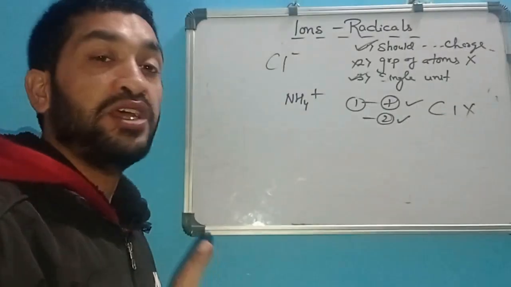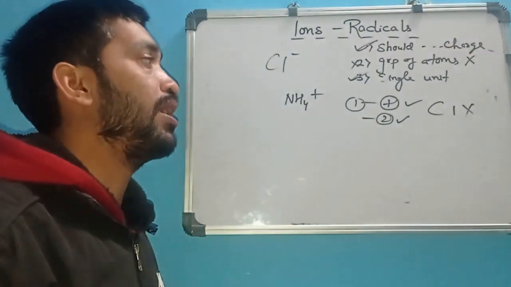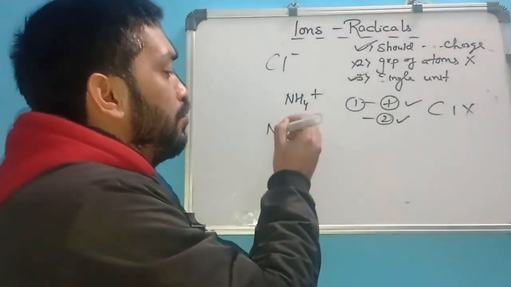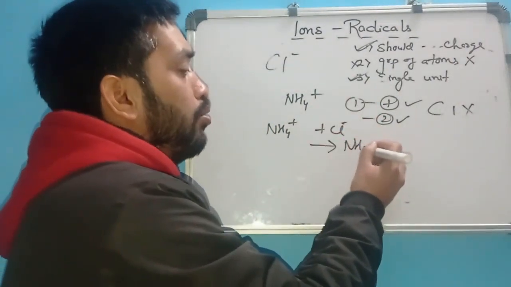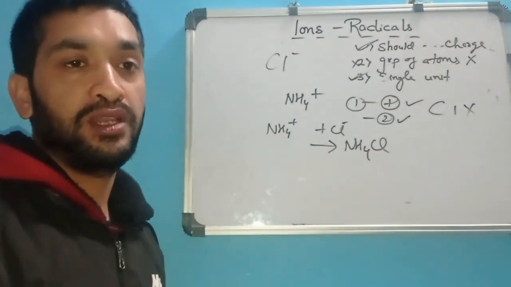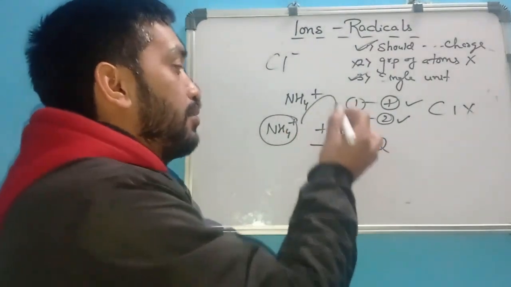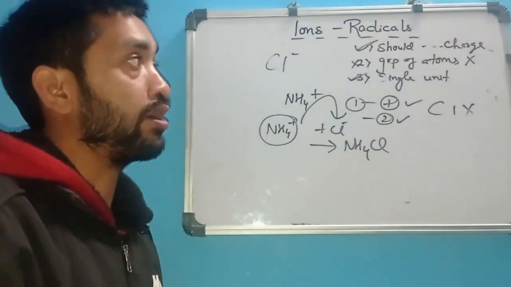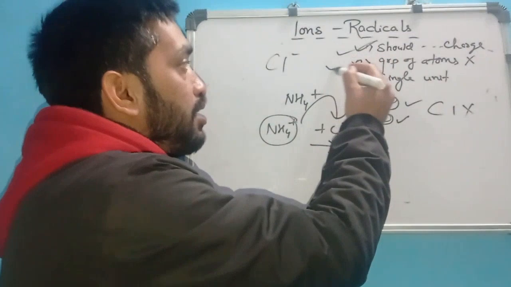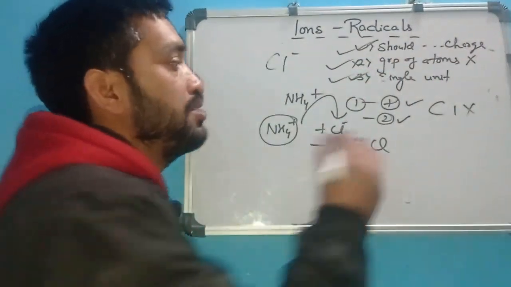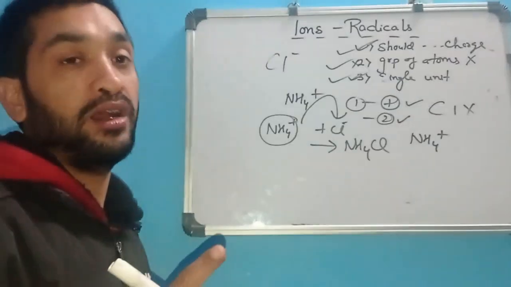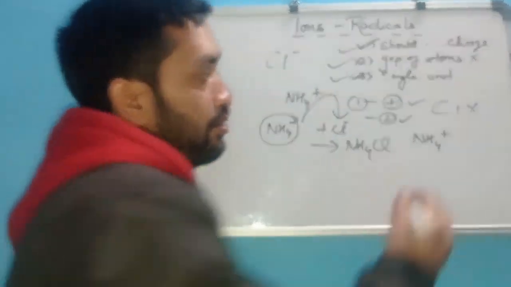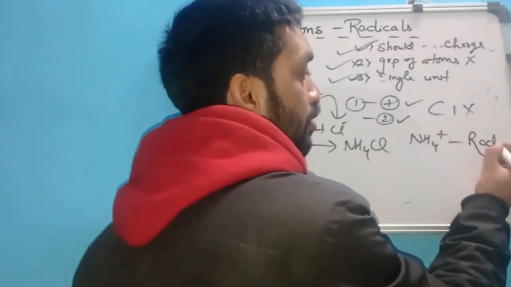Third one: does NH4 migrate as a whole? Definitely it migrates as a whole. Combine it with Cl negative. As a whole it will migrate and make ammonium chloride, NH4Cl. As a whole NH4 migrates, so the third condition is also correct. Now see, first is correct, second is correct, third is correct. It means NH4 is a radical, not an ion. So NH4 positive is a radical.